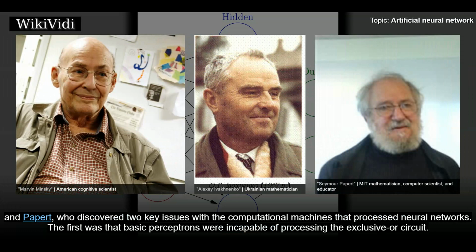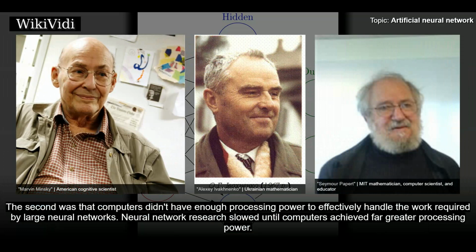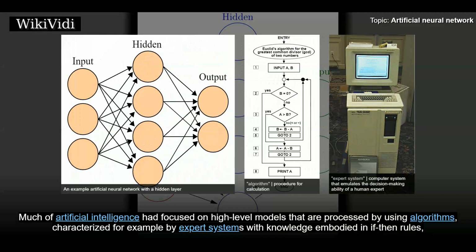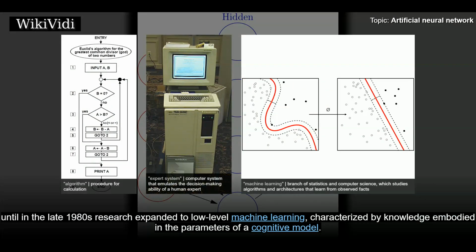The first was that basic perceptrons were incapable of processing the exclusive OR circuit. The second was that computers didn't have enough processing power to effectively handle the work required by large neural networks. Neural network research slowed until computers achieved far greater processing power. Much of artificial intelligence had focused on high-level models that are processed by using algorithms, characterized for example by expert systems with knowledge embodied in if-then rules. Until in the late 1980s, research expanded to low-level machine learning, characterized by knowledge embodied in the parameters of a cognitive model.